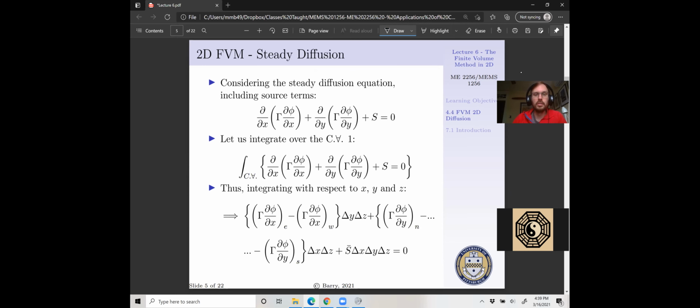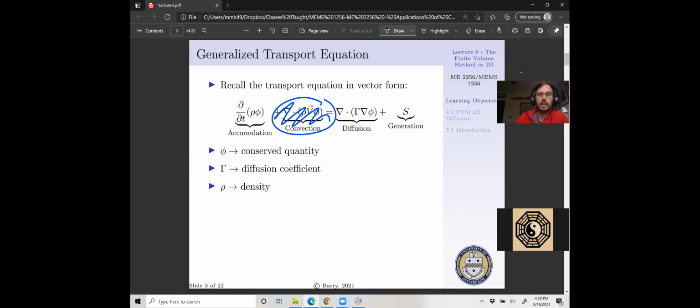So let us look at our steady state diffusion equation. And there's two ways to think about this. Our steady state diffusion equation, right? We can go back here, set our accumulation to 0, and recall our source terms are just something we tack on right at the end. Nothing too difficult to include. So this tells us that we have the divergence of our diffusion coefficient times the gradient of our conserved quantity.